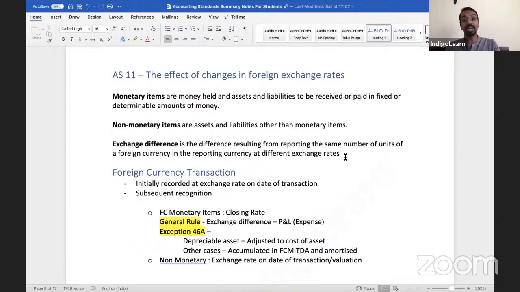Difficulty would arise, rather complexity would arise, when you learn forex management in strategic financial management in CA Final. But for now, I don't think the standard poses too much of a challenge for the students, right?